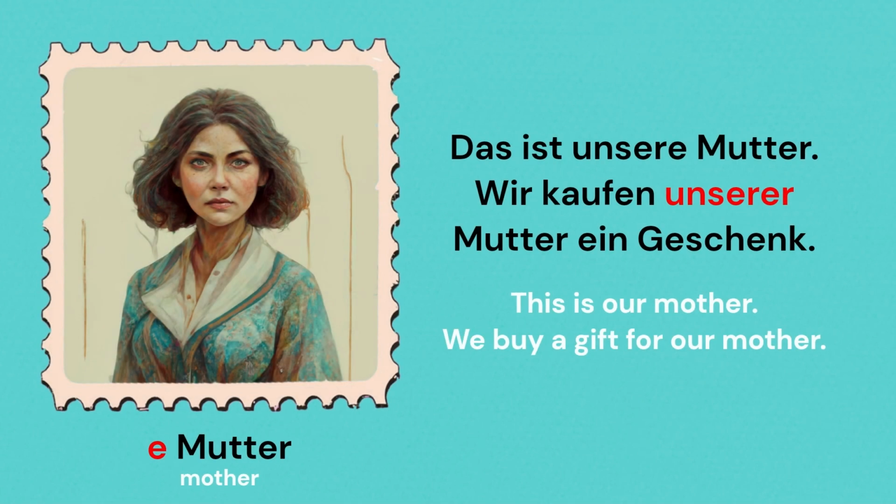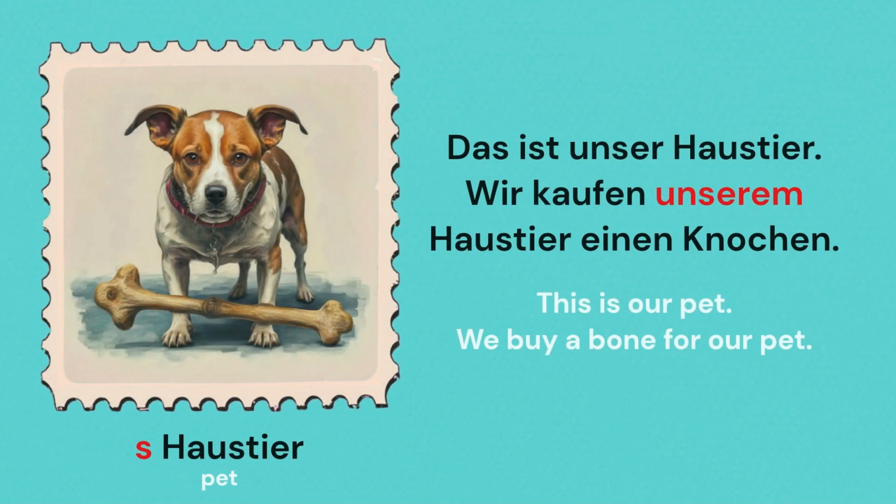Das ist unsere Mutter. Wir kaufen unserer Mutter ein Geschenk. Since Mutter is feminine, the dative possessive article would be unserer. Moving on to the next one. Das ist unser Haustier. Wir kaufen unserem Haustier einen Knochen. The article for Haustier is das. In the dative object, we would use unserem.